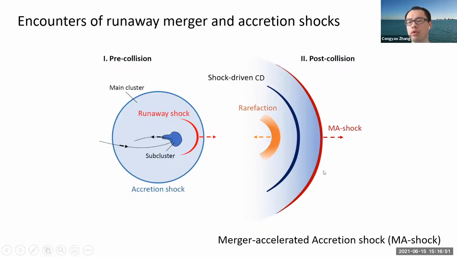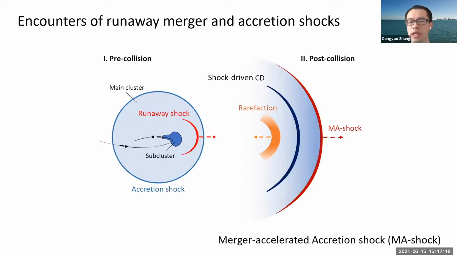In this talk, I will mainly focus on the forward shock. We call it the merger-accelerated accretion shock, the MA-shock. The MA-shock is interesting because it's powered by a merger, but not by accretion. At the same time, the MA-shock has a very high Mach number, higher than the pristine accretion shock. It's up to a few hundred and even 1,000.